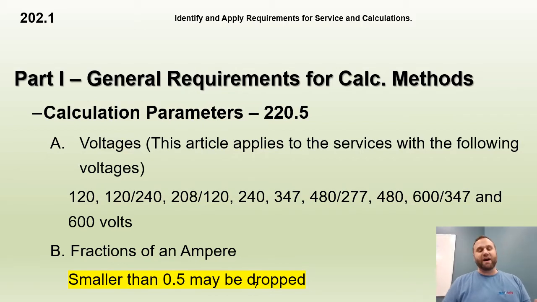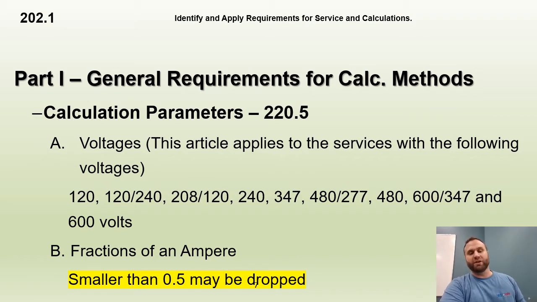And then 220.5(B) goes on to talk about the fractions of an amp. I've highlighted this phrase right here: smaller than 0.5 may be dropped. Well, what does that mean? What that means is after we've calculated whatever the load may be on that service, or even along the process of calculating the load for that service, if we get a fraction of an amp, so I'm talking like 20.5 amps, well, at that point, I have the ability to either drop or round up that fraction of an amp.